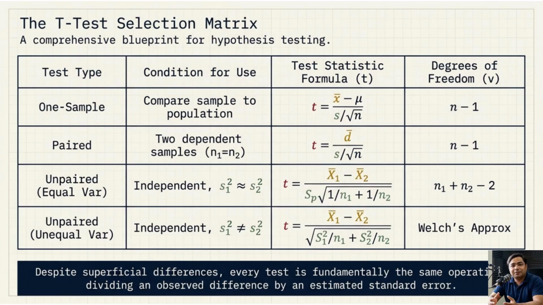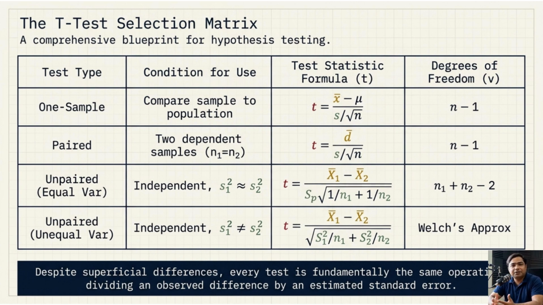This final slide summarizes everything we learned today. There are four main t-test situations. First, the one-sample t-test. Use this when we compare one sample mean with a population mean. The degrees of freedom are n minus 1. Second, the paired t-test. Use this when we have two dependent samples, such as before and after measurements. We first calculate the differences, then test the mean difference. The degrees of freedom are also n minus 1.